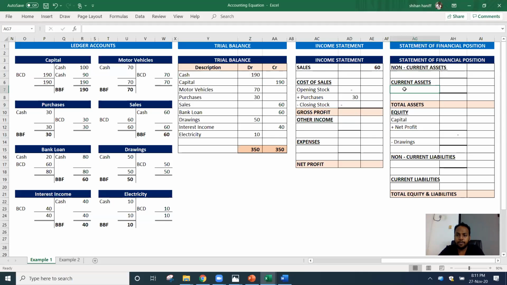So we recorded, we have the cash balance 190, it's a current asset. Then capital is 190. Motor vehicle is a non-current asset, which is 70. Purchases we recorded. Sales is done. Bank loan is a non-current liability, which is 60. Drawings is 50. Interest income is 40. And electricity 10.